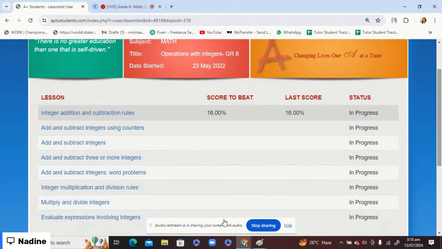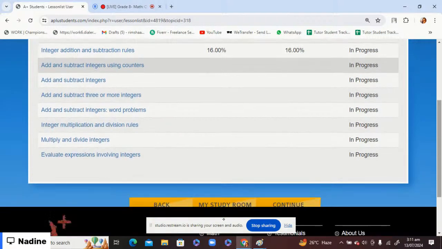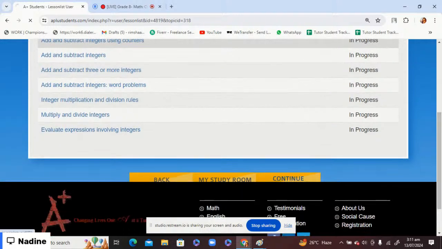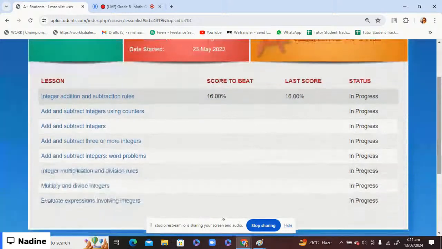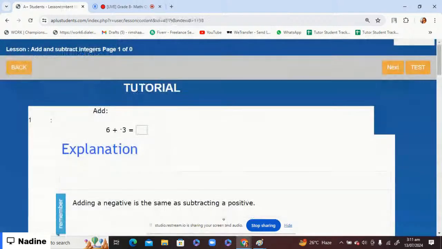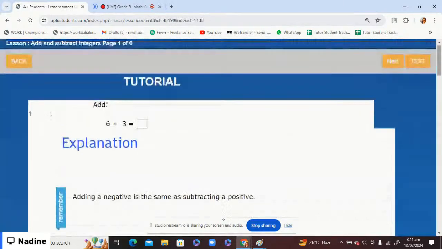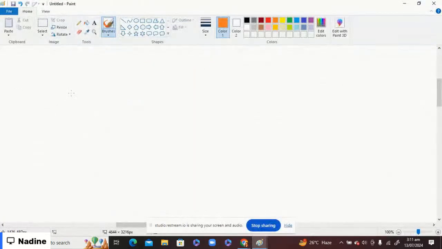Now let's start the second lesson, which is add and subtract integers using counters. Okay, you are going to practice this lesson from grade 7. Let's start this one. Add and subtract integers. So here we're going to add and subtract some integer values. Here I'm going to write some numbers, then you're going to add and subtract. The first one is 6 minus into plus 3.